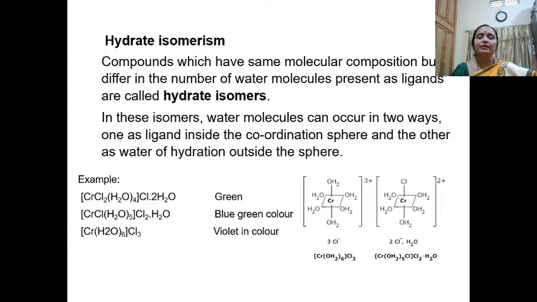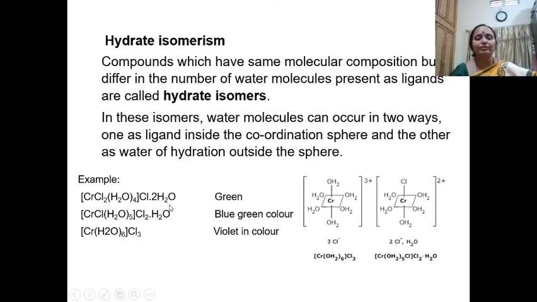And the last one is hydrate isomerism. In hydrate isomerism, compounds have the same molecular composition but differ in the number of water molecules present as ligands. Here, the composition remains the same, but the water molecules can be present either as ligands or as hydrate water molecules. Such compounds are called hydrate isomers.